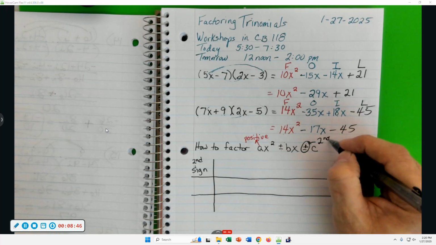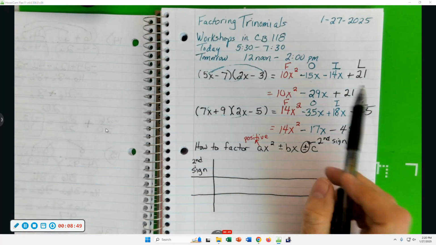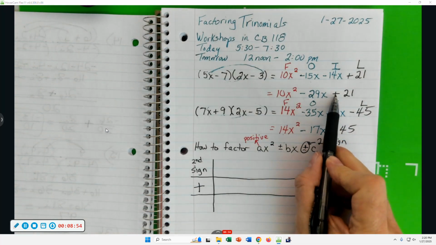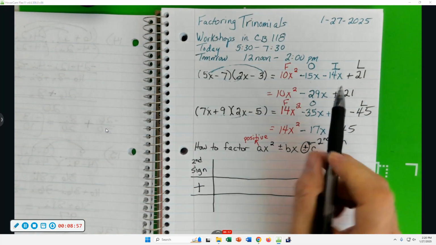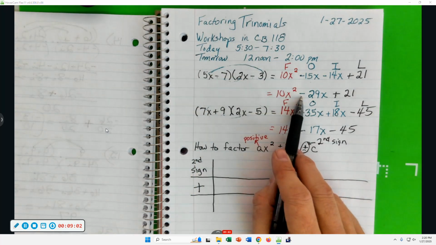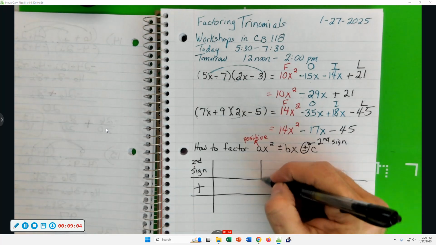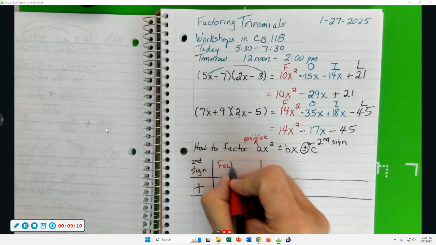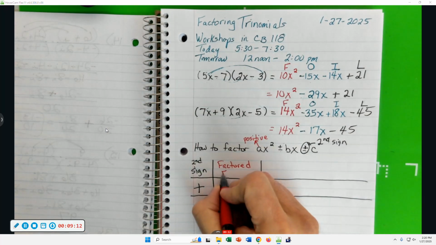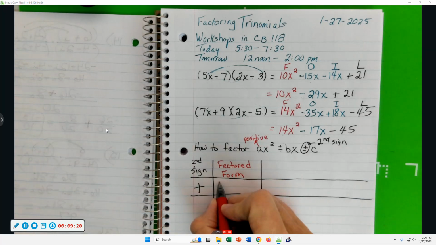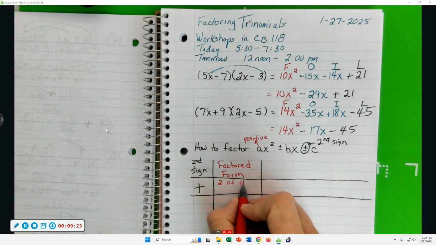That's okay. Second sign. If that second sign is positive, like this one over here, positive 21, then the factored form has to have 2 of whatever the first sign is. So I have a column, second sign, factored form. If the second sign is plus, the factored form has 2 of the first sign.